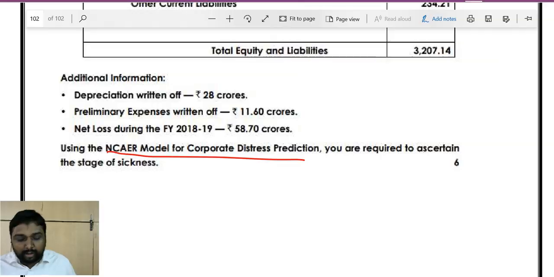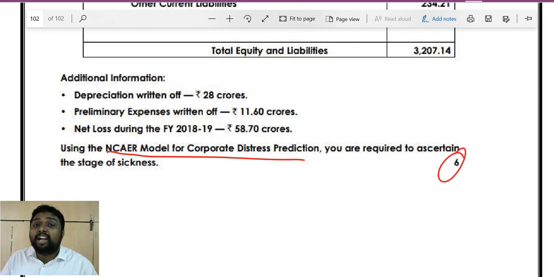Using the NCAR model of corporate distress prediction, you are required to ascertain the stages of sickness. Are you ready? It came for 6 marks. It will not take even 6 minutes to complete. That is a very easy question, as I told you in the first class.